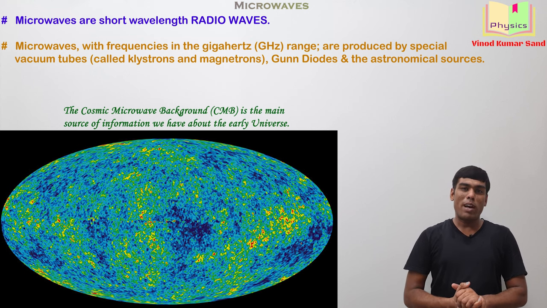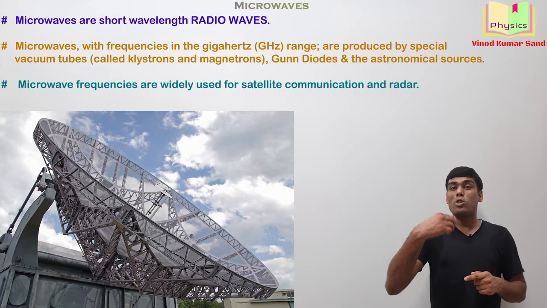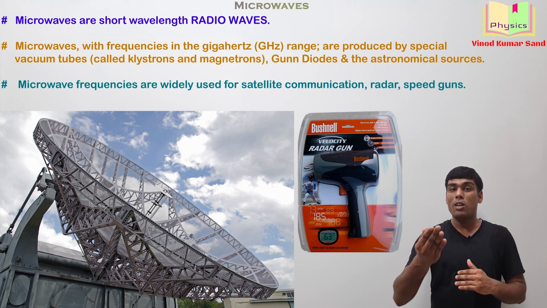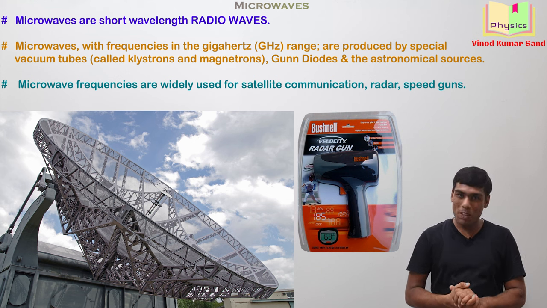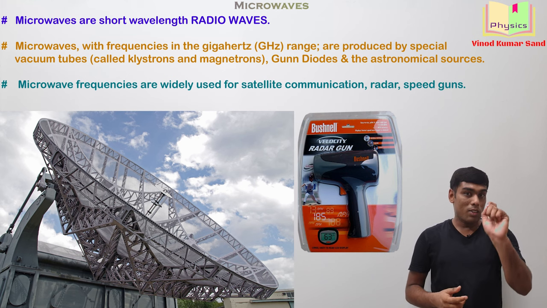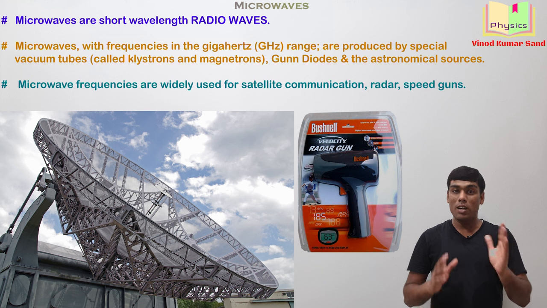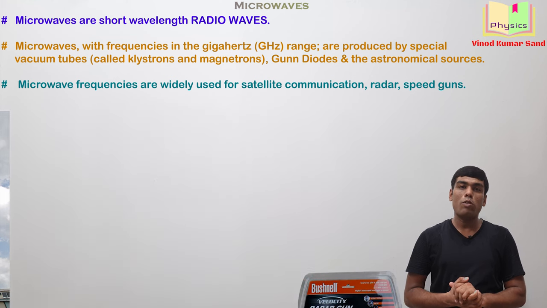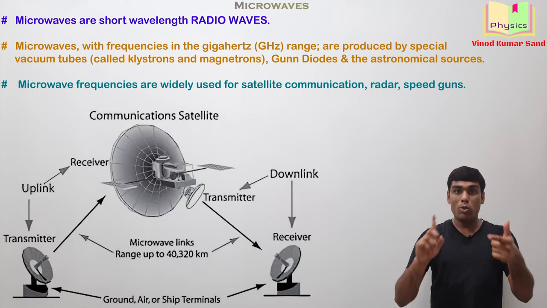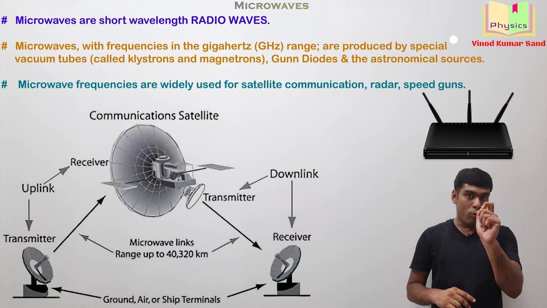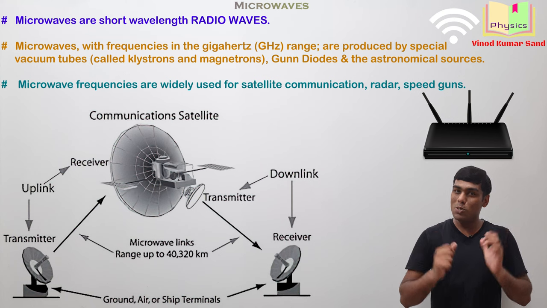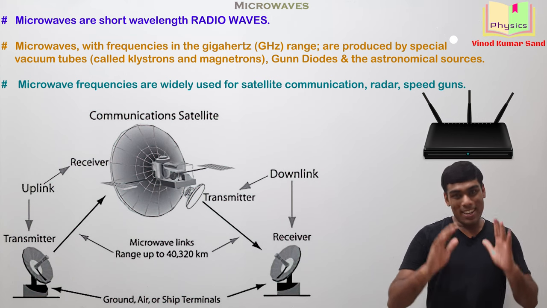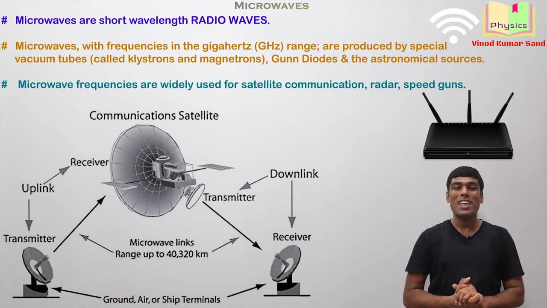Other notable uses of the microwaves are in the radars. In the speed guns, the microwaves are used. The police inspector uses these speed guns to find the speed of a particular vehicle. In the cricket or in the tennis, the speed of the ball can again be obtained using the speed guns. Got it? Another important use of the microwaves is in the communication system, the TV, the mobile, the Wi-Fi. The Wi-Fi system in your home, they are actually using the microwaves. You go and check the frequencies, they are in the range of gigahertz, and the microwave frequencies are also in the range of gigahertz.